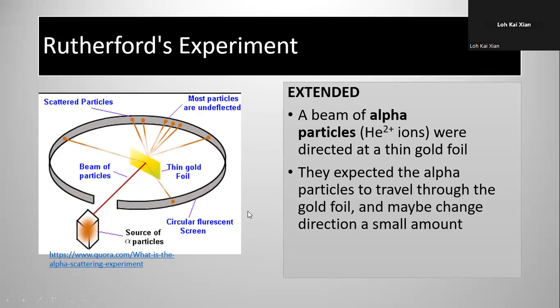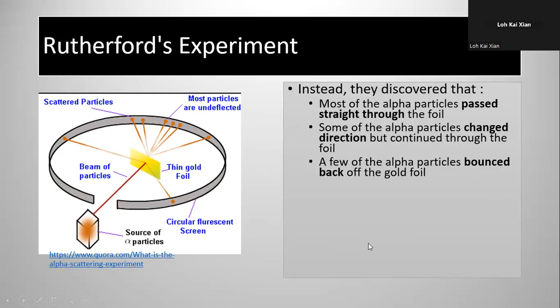They expected the alpha particles to travel through the gold foil. They expected all of them to go straight through directly. They did not expect some to go off to the side, and some to rebound back, maybe only changing direction by a small amount. Instead, they discovered that most of the alpha particles pass straight through, with very little change in direction.